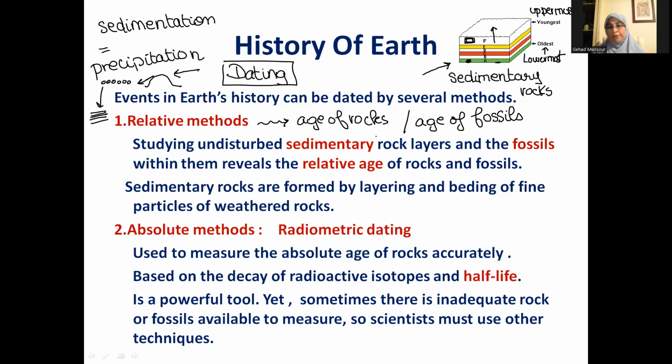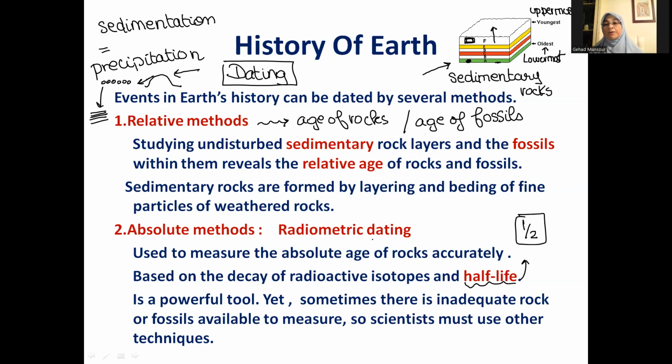Now, the other methods are, or the other groups of methods are the absolute methods. And in the absolute methods, we determine the exact age of the substance, of the fossil or of the rock. And it is based on the decay of radioactive isotopes. And you know that every radioactive material has a half-life, and it is the time that is needed for half of the radioactive material to be converted into a non-radioactive material, as we're going to see on the next slides.